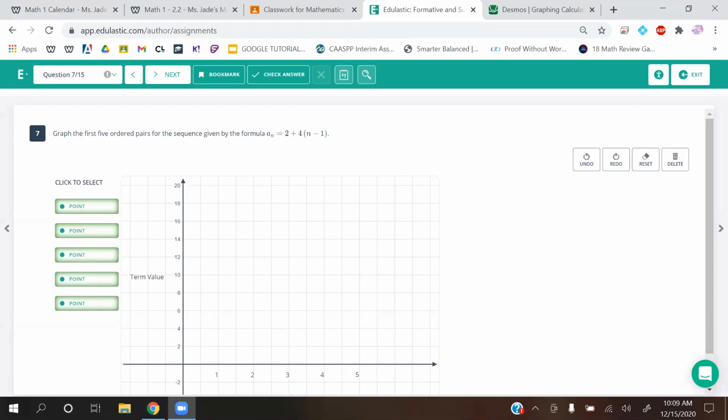I'm going to annotate. Okay. So to get the first ordered pair, we want to plug in 1 because we want the first term. So I'm going to write a sub 1 is equal to 2 plus 4, 1 minus 1. This is getting our first term. Because I want the first term, I'm going to plug in the number 1. This is going to give me 2 plus 4 times 0, because 1 minus 1 is 0, which is 2 plus 4 times 0 is 0. So then 2 plus 0 is 2. My first point is 2.